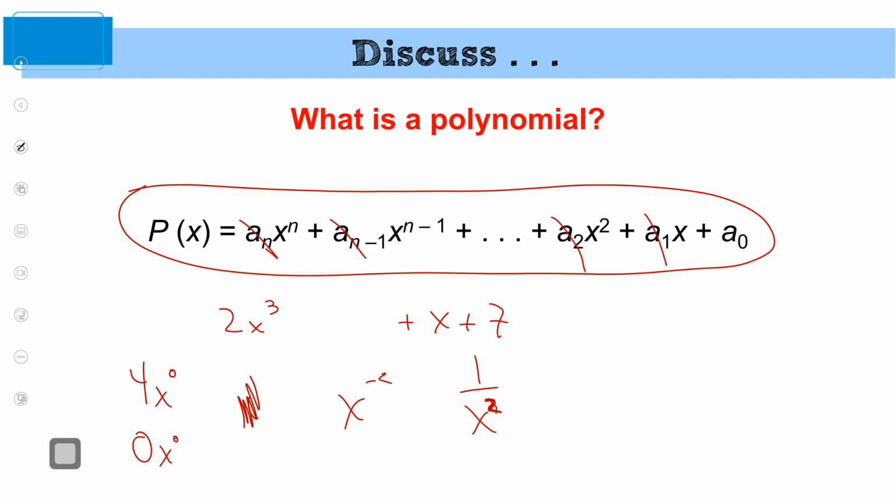It's a ratio of two functions. More commonly, it's easier to see a rational function of something like this. Function over a function.